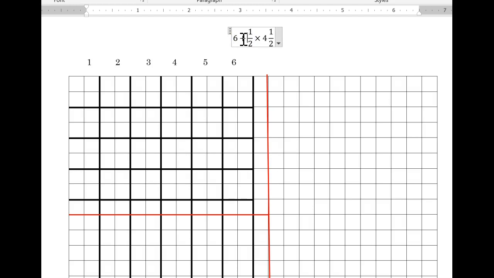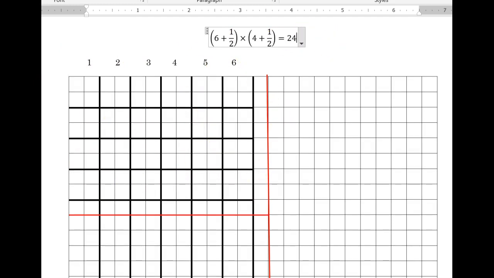So you can change this to 6 plus a half. And you can change the next one to 4 plus a half. And what are all the partial products? Well, you've got your 6 by 4 part, that's 24. You've got your 6, let's do 6 times a half next. So 6 times a half, that's 6 over 2, or a half of 6, that's 3. So that means somewhere in here we have 3 whole squares. Where are they? Let's see.